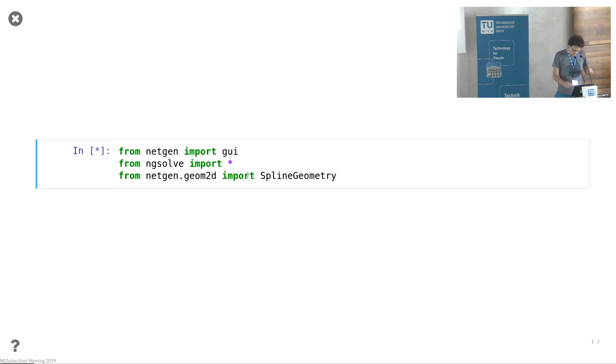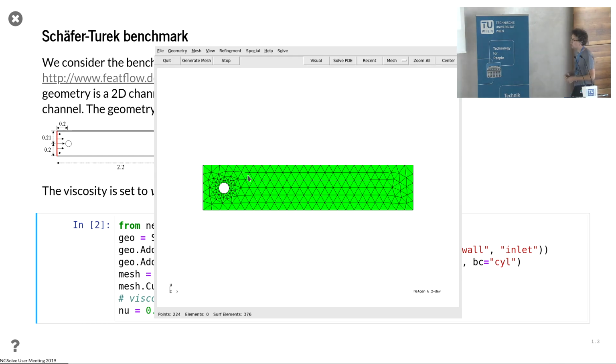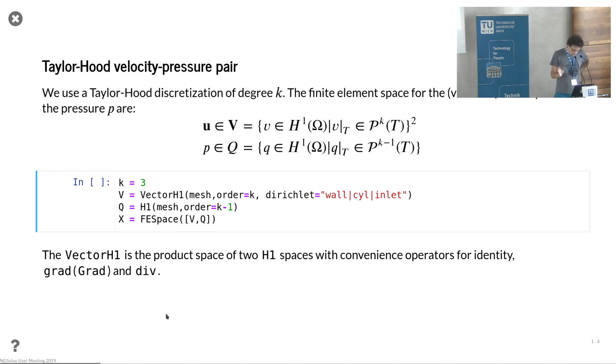Okay, again, just importing the stuff. We again considered the same geometry that we already saw for the Stokes example. So this Schäfer-Turek geometry, where you have a cylinder or a circle in the middle and you have some flow around it. We use the same labels as before, so we have different boundary conditions for the wall at the top and bottom. With a cylinder in the middle, we have the inlet on the left, outlet on the right. Okay, so it sets viscosity to 10 to the minus 3. So relatively small, but still moderate.